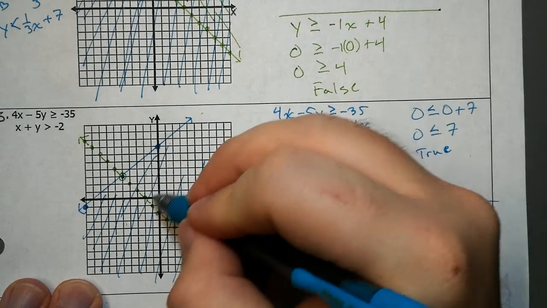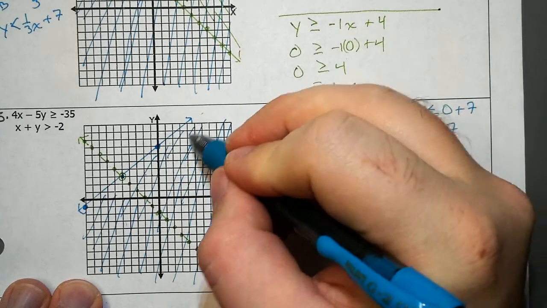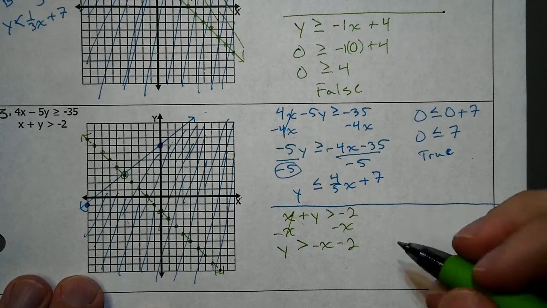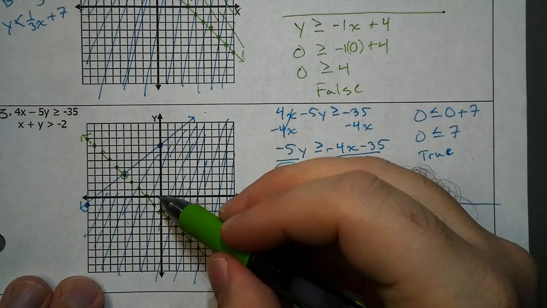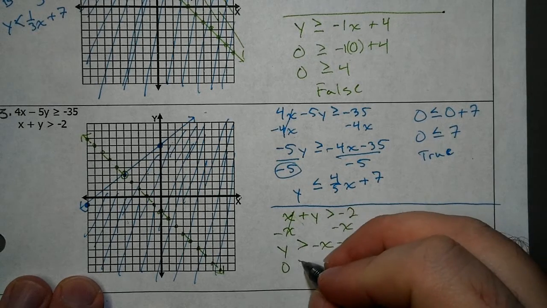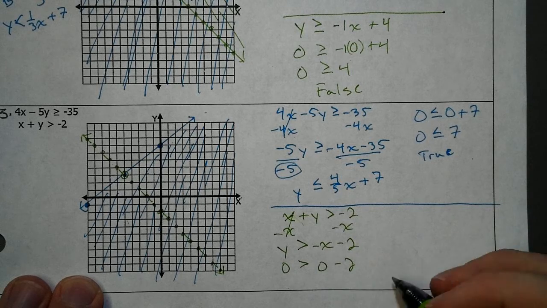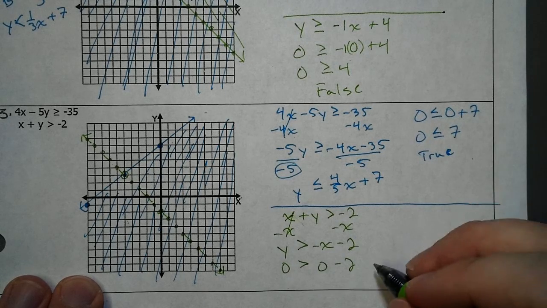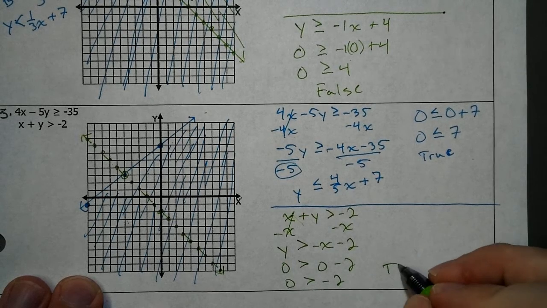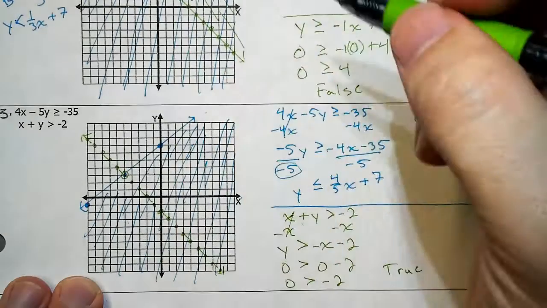And remember, it's okay if you run over your other line. That's fine, because we're looking for the solution where they both cross. Now, when I plug in 0, 0 here, which is going to be the ones above the green line, 0 is greater than 0 minus 2. Well, 0 minus 2 is negative 2, and 0 is greater than negative 2. So this one is also true. So we're going to shade in the top part of this line.